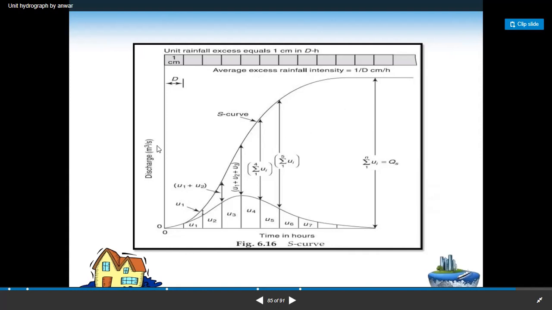Here, discharge in meters cubed per second is taken on the y-axis and time in hours on the x-axis. Here u1 plus u2, u1, u2, u3, u4, u5, u6, u7. This curve indicates the summation of ui from 1 to n is equal to Qs. Here, guys, if we observe the S curve, it started from 0 to u1 plus u2, and here this is the S curve.